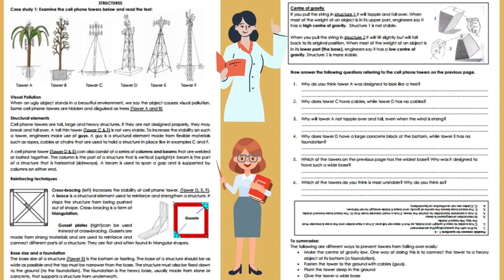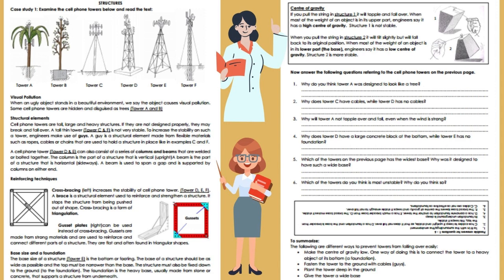Reinforcing techniques. Cross-bracing, left, increases the stability of a cell phone tower. Tower D, E, F. A brace is a structural element used to reinforce and strengthen a structure. It stops the structure from being pushed out of shape. Cross-bracing is a form of triangulation.